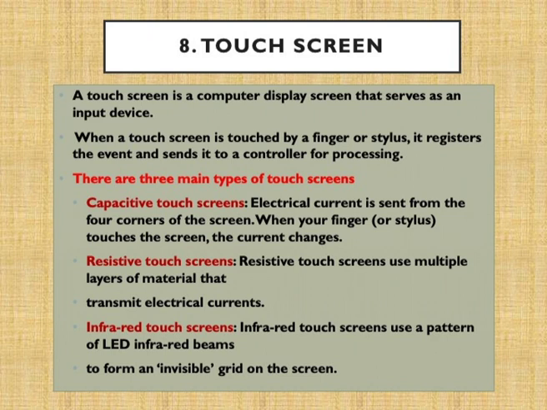There are three main types of touch screens that we have: capacitive touch screens, resistive touch screens, and infrared touch screens. These three types of touch screens use different methods of recording the input or data.